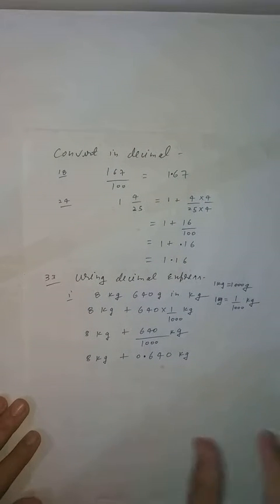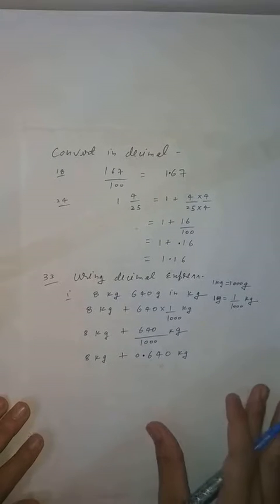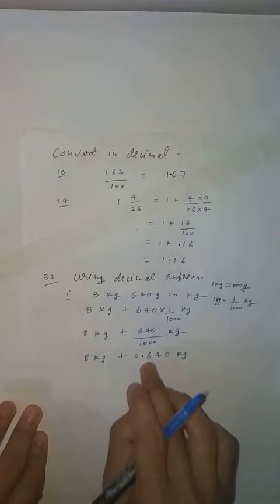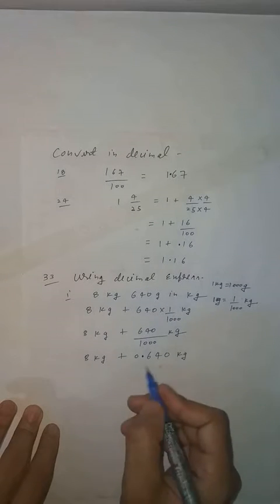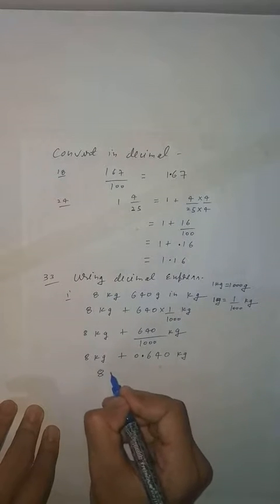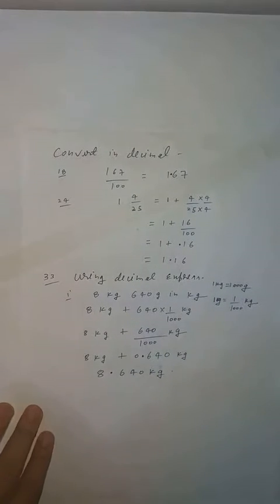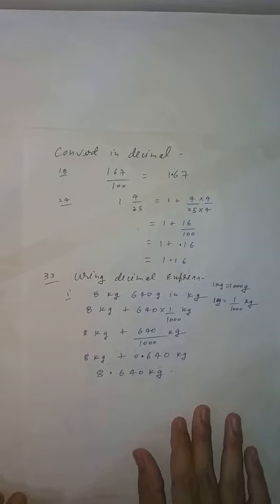So always you are not able to do the division because it will take so much time. So I think you understand how to solve this. After 1000 that is after decimal there should be 3 digits, so it will become 8.640 kilogram. Clear, student? So this is for this video.